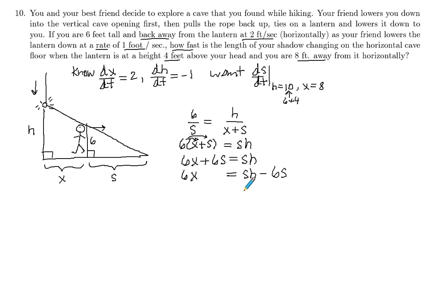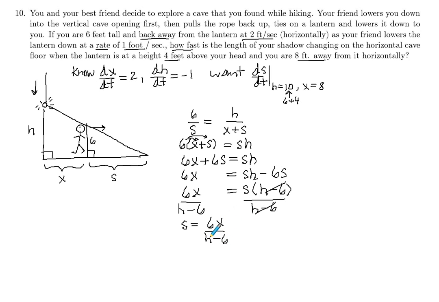Now we've got a common s here on the right hand side. Can factor that out. S times the quantity h minus 6. H is left here, negative 6 is left here, is equal to 6x. And we want to solve for s. It's multiplied by h minus 6, so let's divide that off on both sides. And then these cancel, and we are left with s equals 6x over h minus 6.